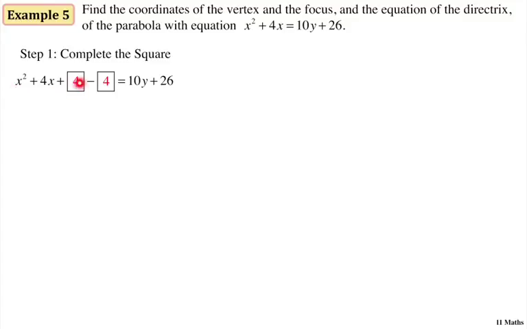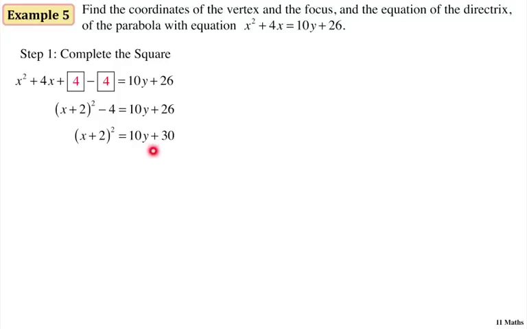Now we're focusing on the first 3 terms. What will that factorise to? Numbers that multiply to give 4 and add to give 4 are 2 and 2. That'll always be half the number in front of x. So that will become (x plus 2) in brackets squared, and we have our minus 4 equals 10y plus 26. Let's add 4 to both sides. 26 and 4 make 30.